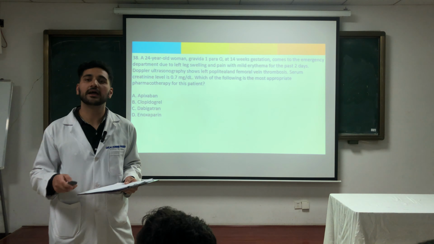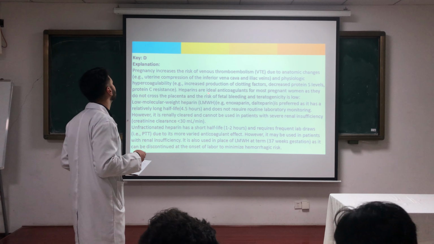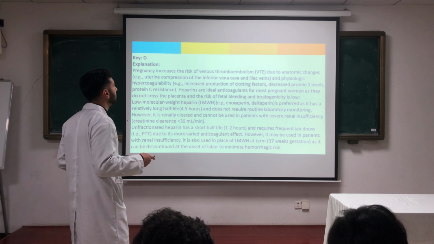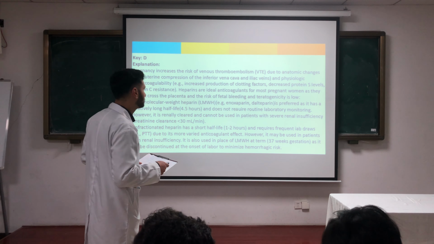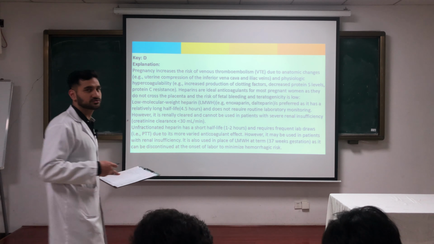So, pregnancy increases the risk of venous thromboembolism due to anatomic changes and physiological hypercoagulability, increased production of clotting factors, decreased protein S level, and protein S resistance. Heparins are ideal anticoagulants for most pregnant women as they do not cross the placenta and the risk of fetal bleeding and teratogenicity is low. That's why we are choosing enoxaparin in this case, because it is a low molecular weight heparin.